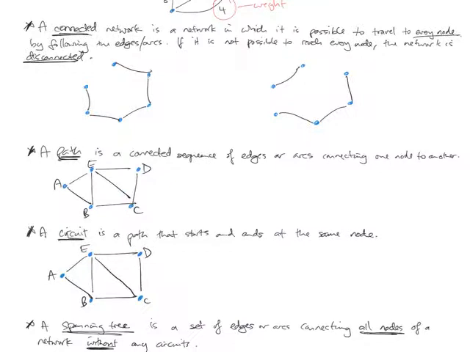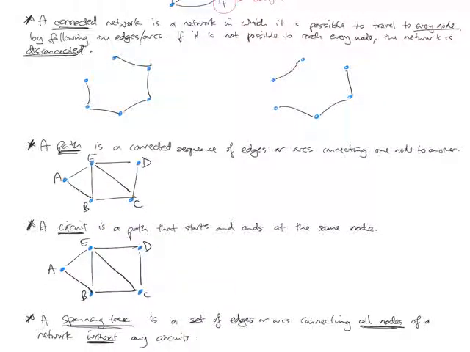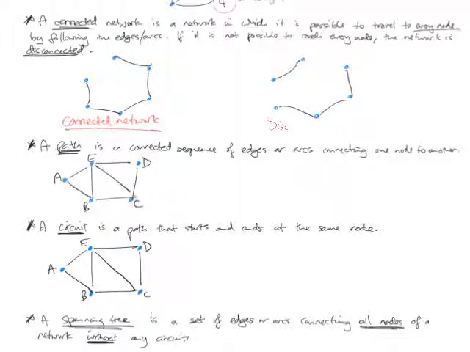Next term, a connected network is a network in which it is possible to travel to every node by following the edges and the arcs. If it's not possible to reach every node, the network is disconnected. So here you can go from one node on the end to any of the other nodes. So this is a connected network. Whereas here we've got two nodes connected, but they're completely separate to these other four nodes. So this is a disconnected network because you can't travel to all the nodes along the edges or arcs.